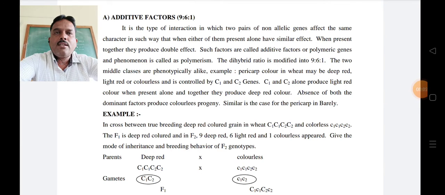Hello student, in the last lecture we studied the definition of gene interaction, then the different types of gene interaction. So in case of non-allelic gene interaction, we studied the complementary gene interaction, where the ratio will be 9:7. Next, the other important type, which is additive factors gene interaction.